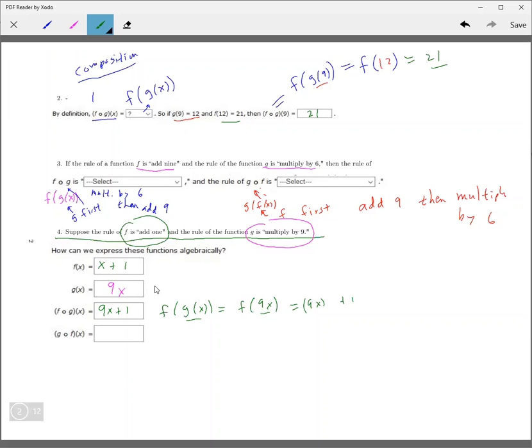Everywhere that you see an x here, because if you look at this expression, the x has been replaced with a 9x. So replace the other x with a 9x. Okay, and so you get that.